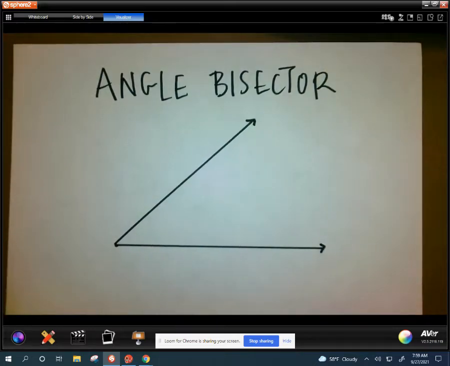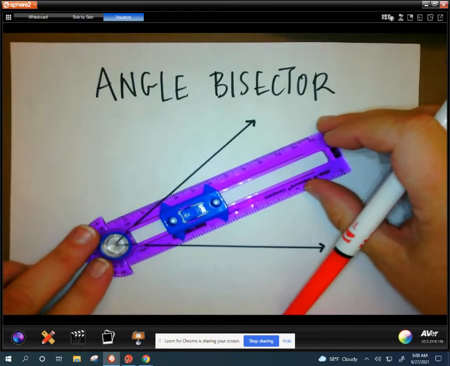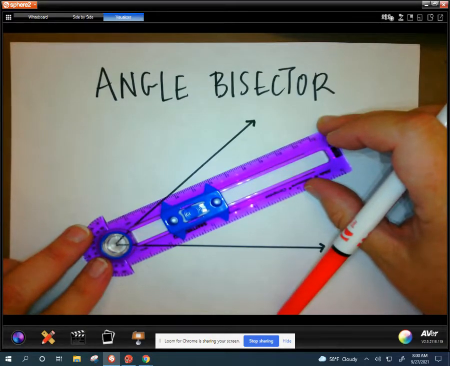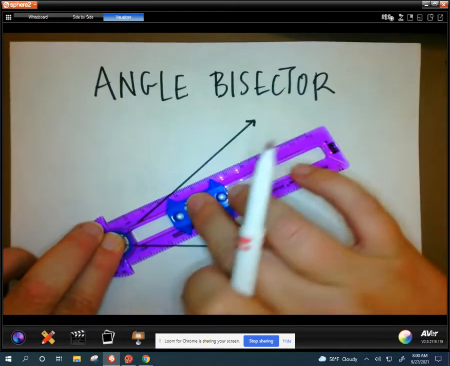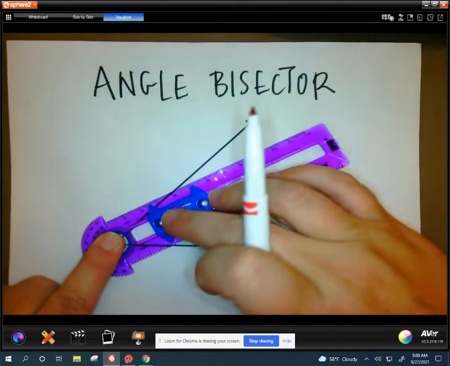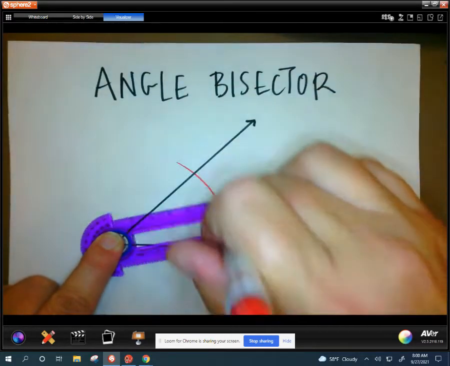So how do I do that? Well, just like in copying an angle, the first thing I need is to find points that are equidistant from the vertex right here. So I am going to swing an arc through both rays. So I center, I extend. I don't want to be too close because that's impossible to work with, kind of somewhere in the middle. And I'm going to swing an arc.